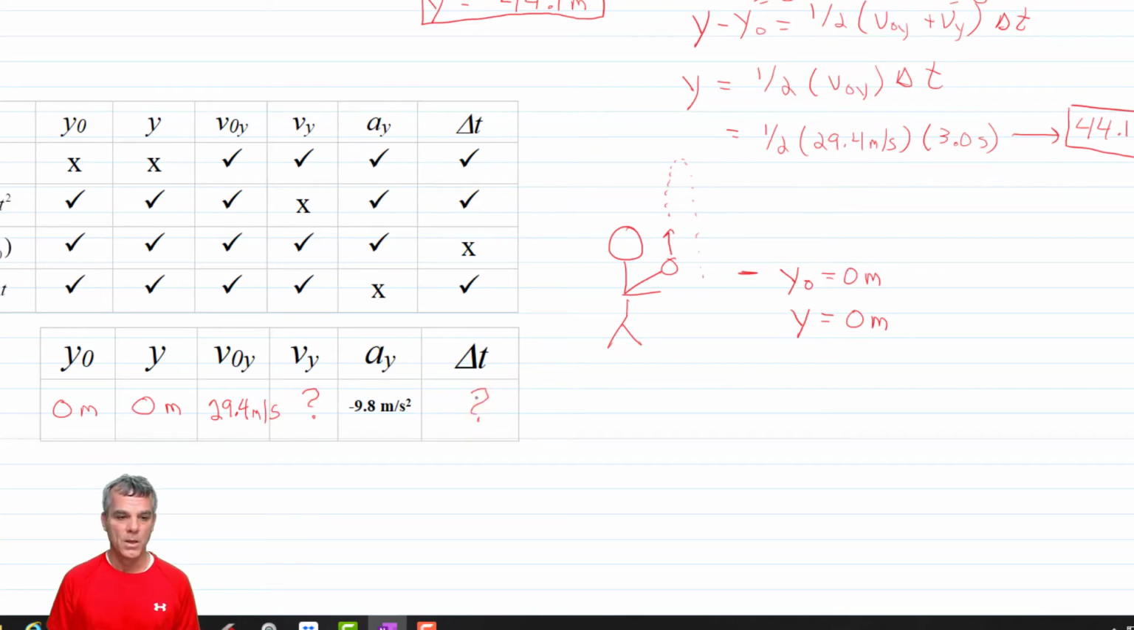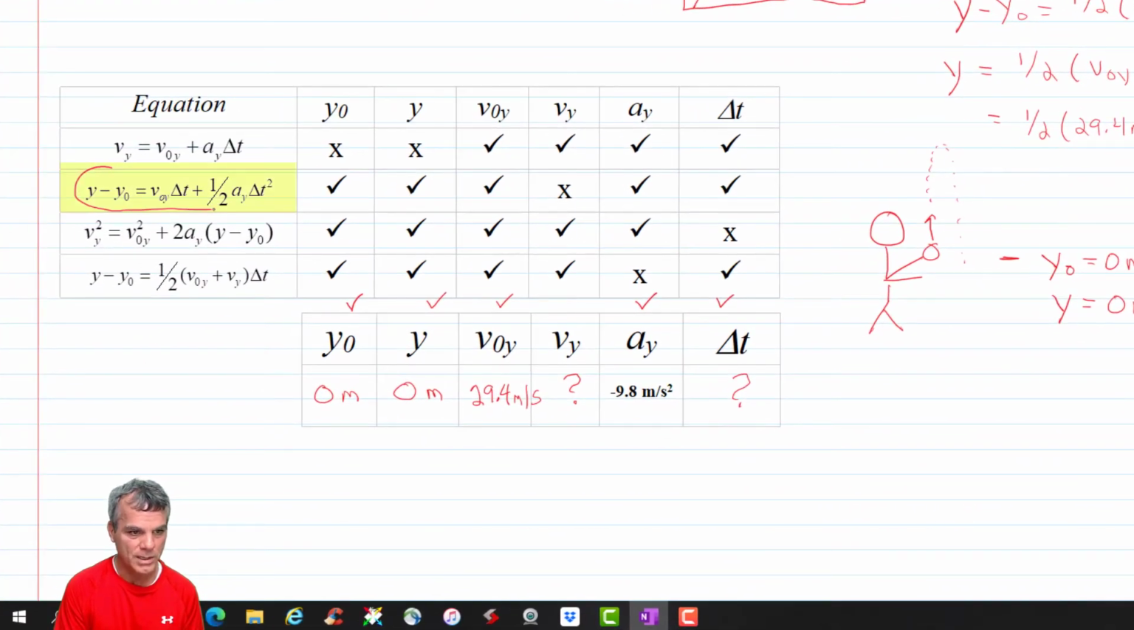I don't know the velocity right before I catch it, and I don't know yet delta T, how long it's in the air for. Well, if you look, what I have is my initial position, I have my final position, I have V naught Y, and I'm looking for delta T, and I also have my acceleration in the Y direction. I've got Y naught, I've got Y, I've got V naught Y, I have AY, I'm looking for delta T. The equation that has everything I need is Y minus Y naught equals V naught Y delta T plus 1/2 AY delta T squared. We're going to use this to solve for what is the elapsed time delta T when Y equals Y naught, which equals zero.